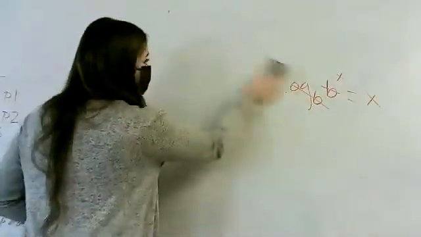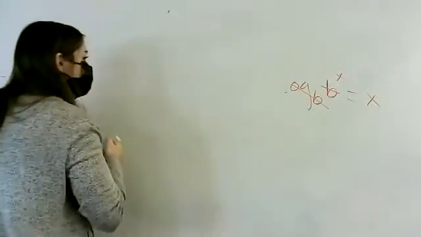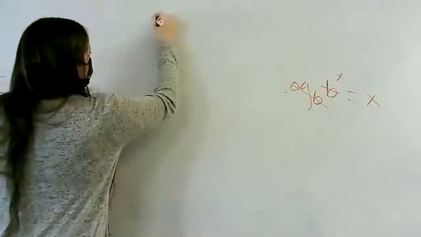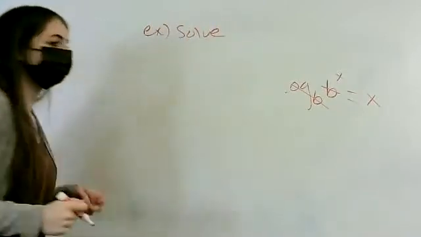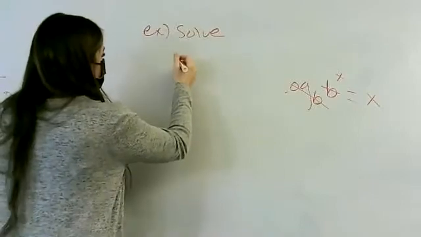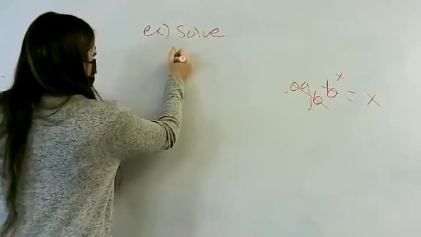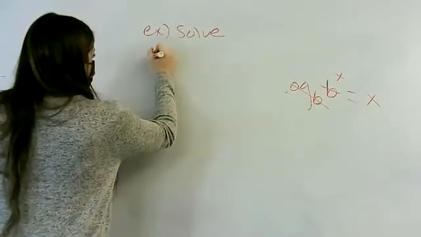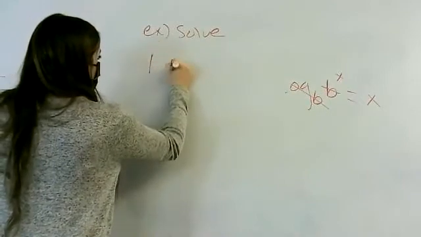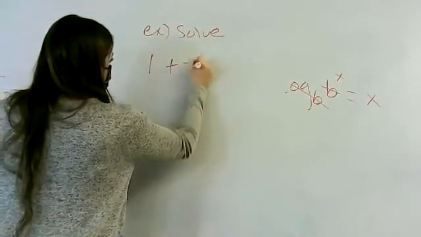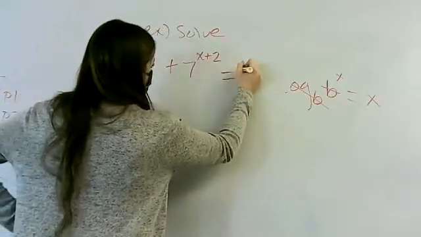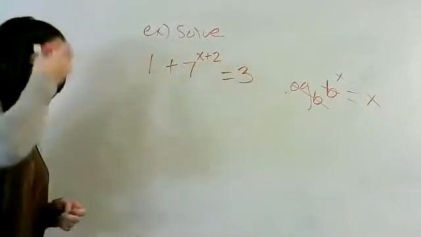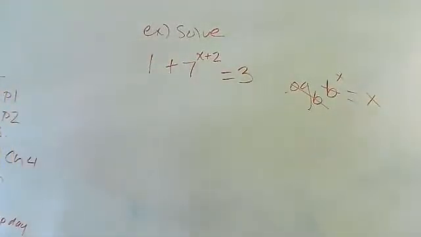Let's do another one. So, let's solve, this is likely gonna work out pretty gross. Let's solve 1 plus 7 to the x plus 2 equals 3. Okay, so we enhance this a little bit, like we took a big step up.